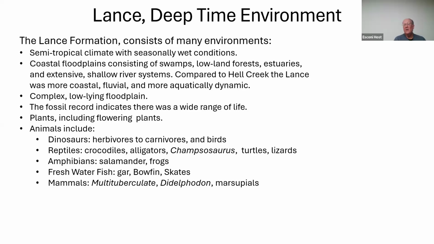Reptiles, we have your crocodiles, alligators, champsosaurs, many types of turtles and lizards. The amphibians mostly were salamanders, but there are records of frogs being found. Freshwater fish include the gar and the bowfin and skates. Skates are like your stingrays, but a little bit different. They're older than the stingrays we have today in the structure of their bodies. You can also find mammals, the multituberculates, the Didelphodon, and marsupials.